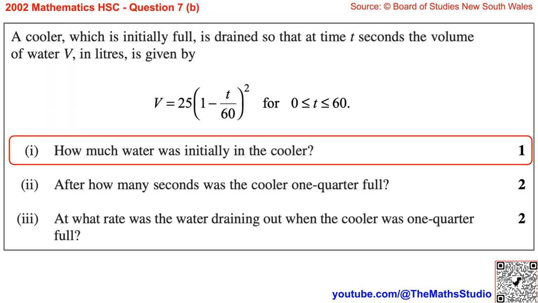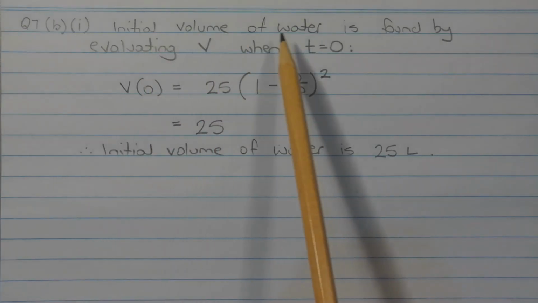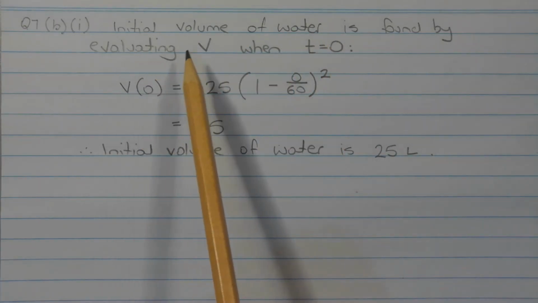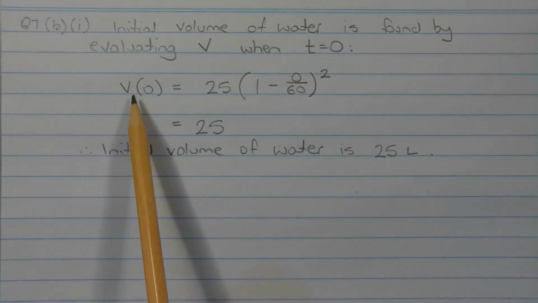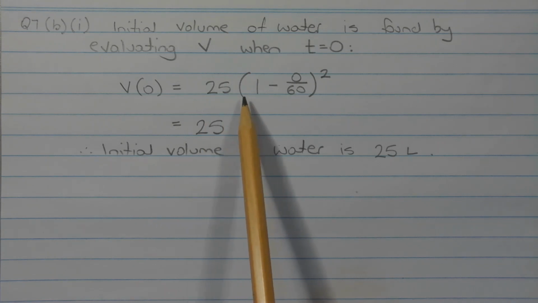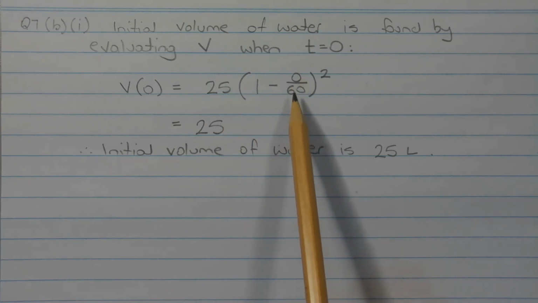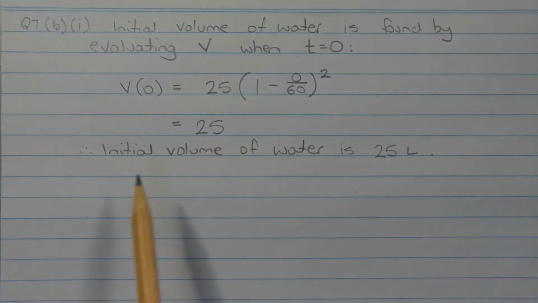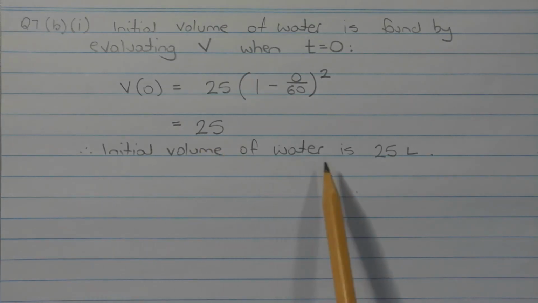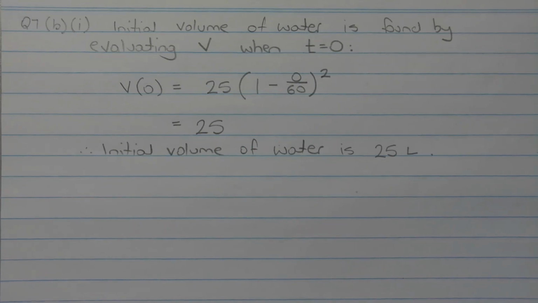Part 1. How much water was initially in the cooler? The initial volume of water is found by evaluating V when t is equal to 0. So V of 0 is equal to 25 times (1 minus 0 over 60) to the power of 2, which equals 25. Therefore, the initial volume of water is 25 litres.